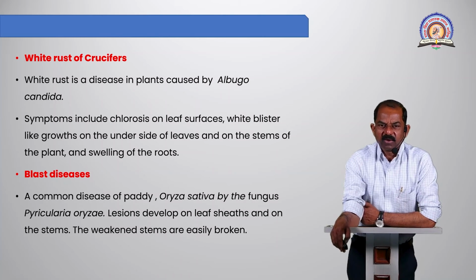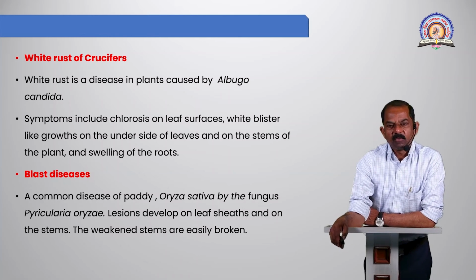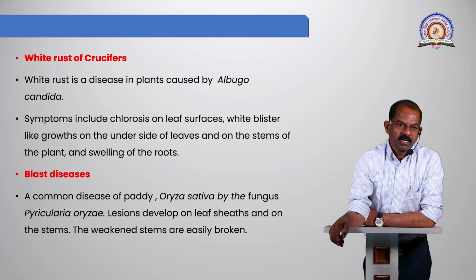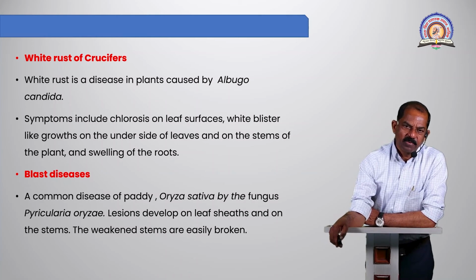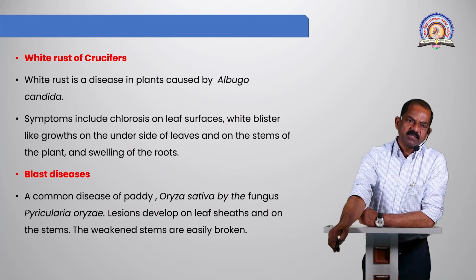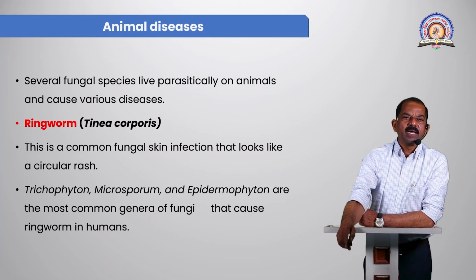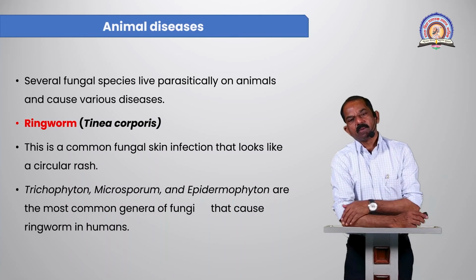Blast disease of paddy, Oryza sativa, is caused by a fungus like Pyricularia oryzae. The white rust of crucifers is generally caused by Albugo candida. All these are different diseases caused by fungi. So friends, here we have considered how fungi cause different diseases in plants.